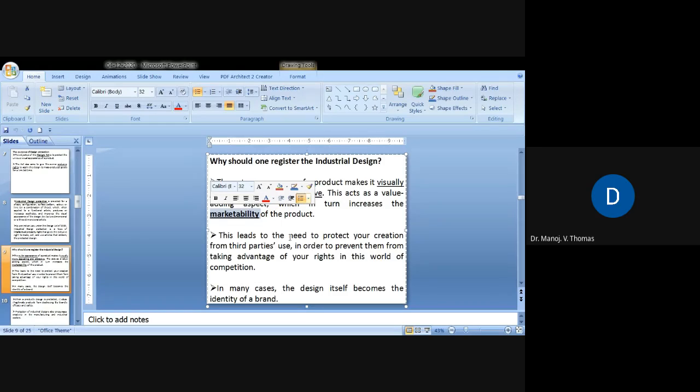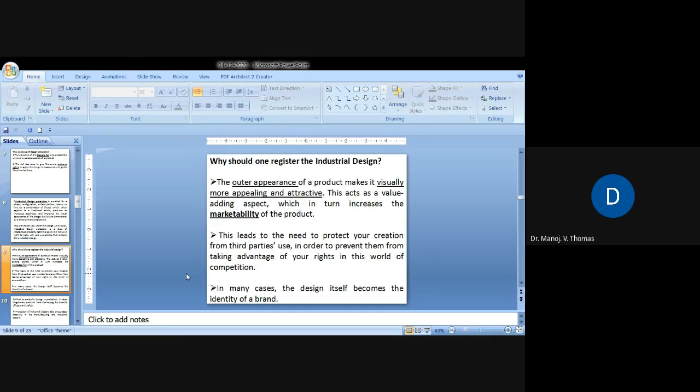This leads to the need to protect your creation from third parties' use. We want to prevent some third parties or some companies from using your design, in order to prevent them from taking advantage of your rights in this world of competition. So in many cases, the design itself becomes the identity of the brand.